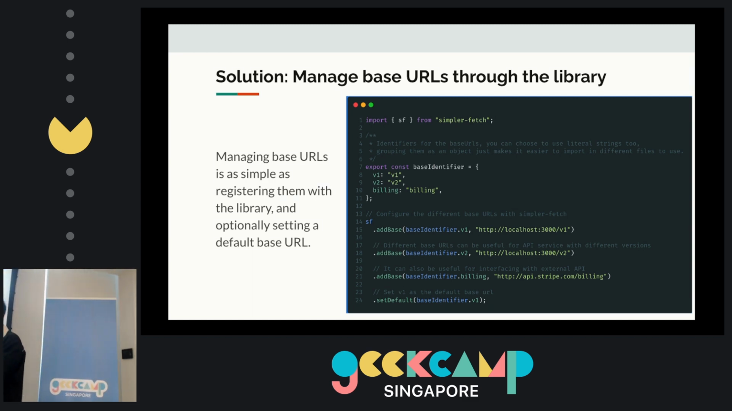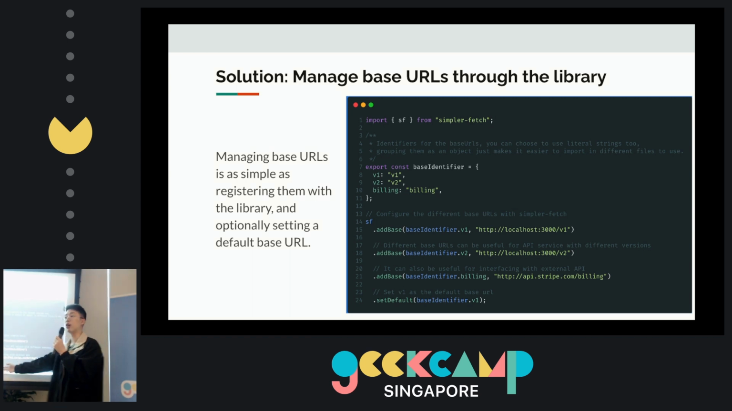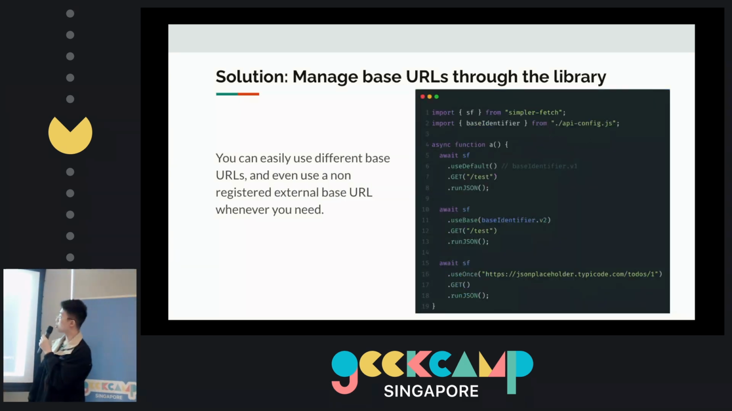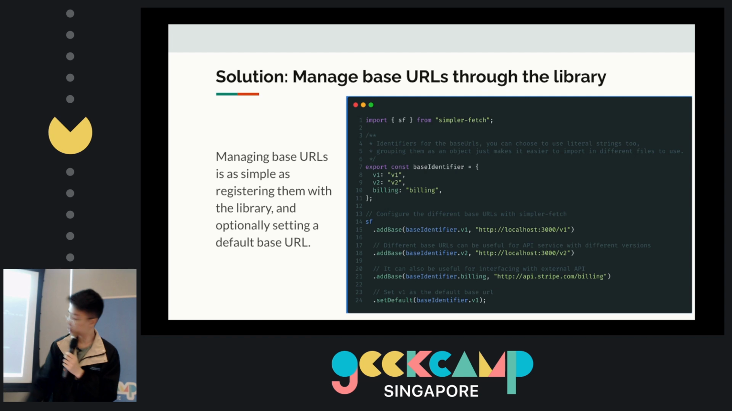And the last thing is that I can set something as a default one. So for example, if most of my APIs are on version 1, my default will be version 1. And to use it, you can say, okay, I want to use the default API base URL, and then that will be your version 1, which was set at the bottom there, set default.